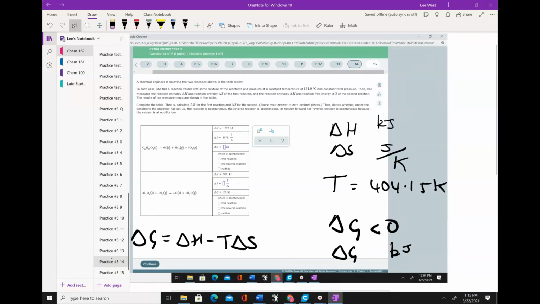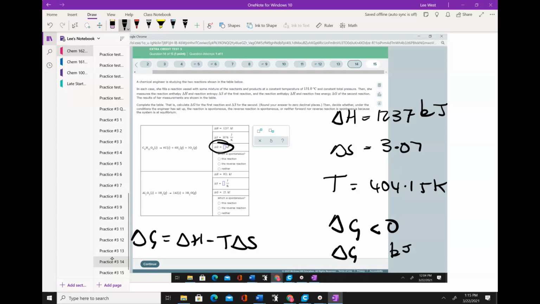Then she measures the reaction enthalpy and the reaction entropy of the first reaction. Okay, so we want to be ultimately in kilojoules, it looks like, because we're going to be calculating delta G in kilojoules. So I'm going to leave my enthalpy, which is given to me in kilojoules, but I'm going to want to divide my entropy by 1,000 to get it into kilojoules per Kelvin, right? So I just divided that by 1,000. All right, so now what it asks me to do is to complete this table.